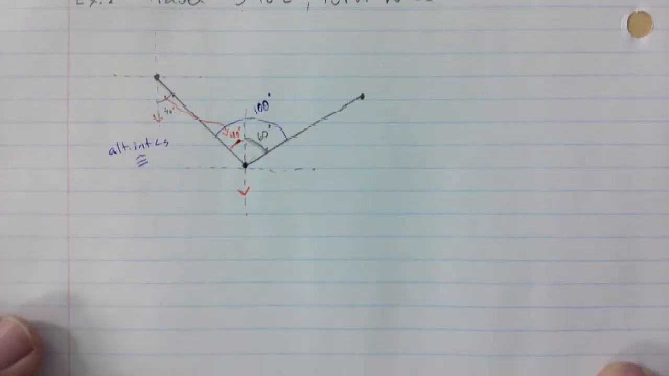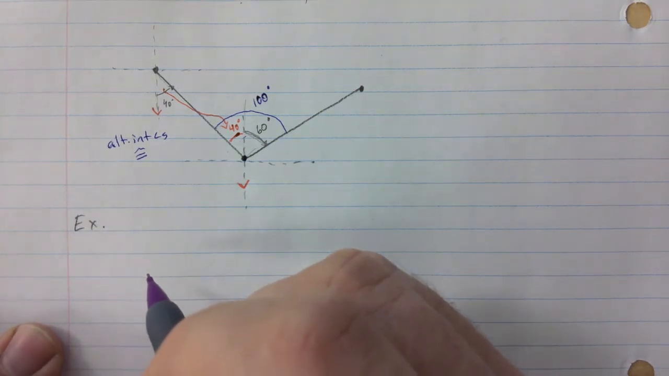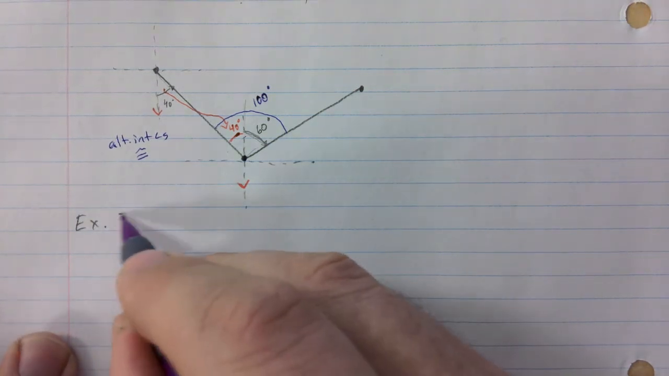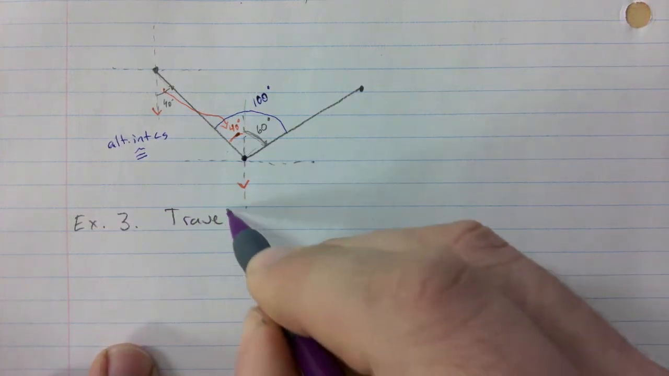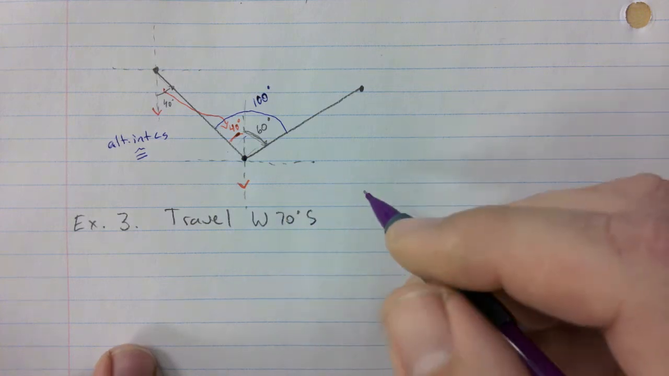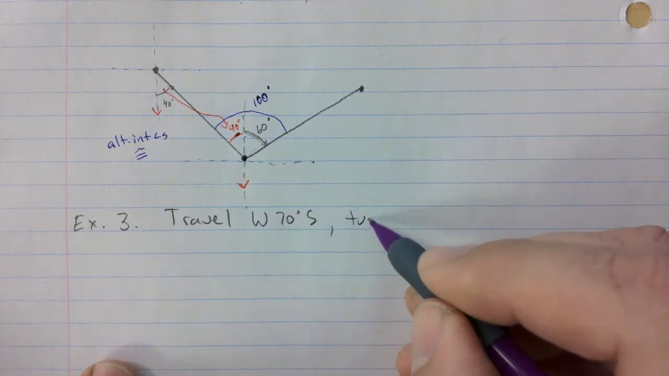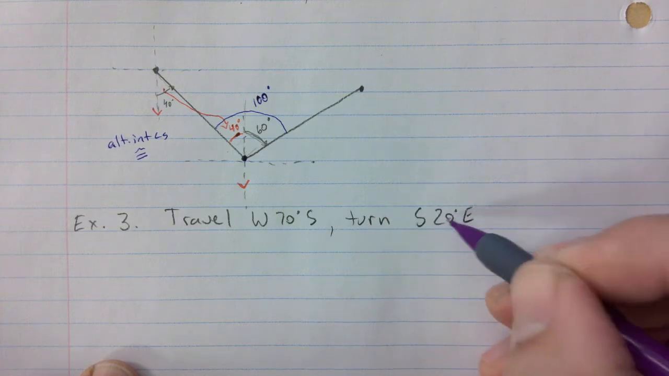And the last case. Will I fit this on here? Yeah, I will. Travel west 70 south, then turn south 20 degrees east.